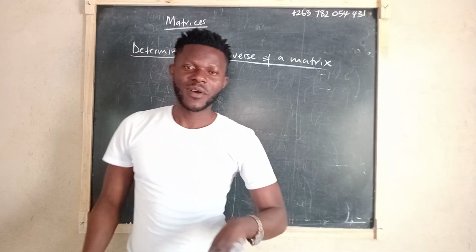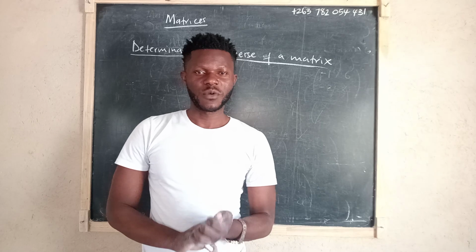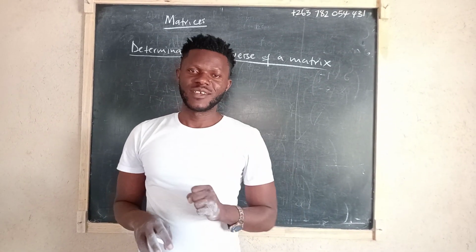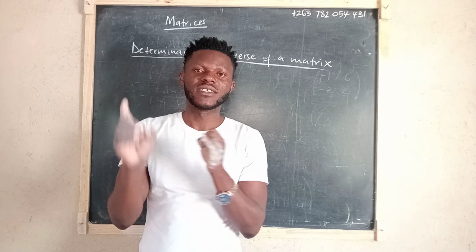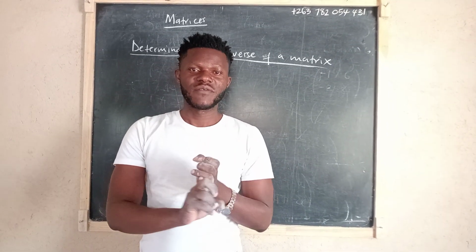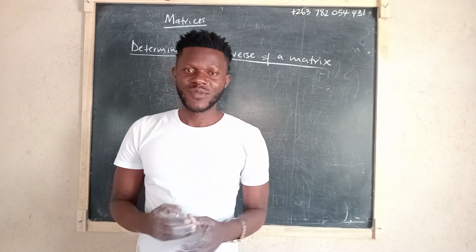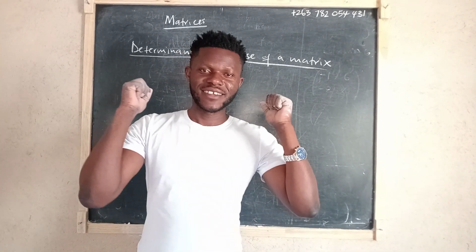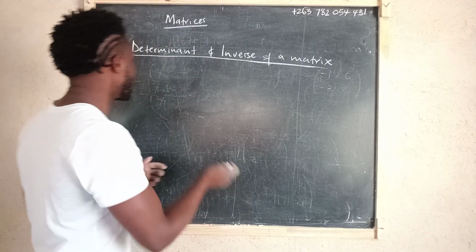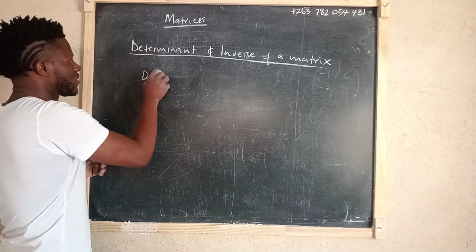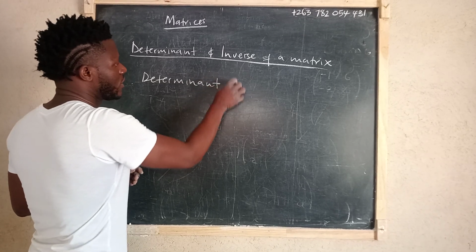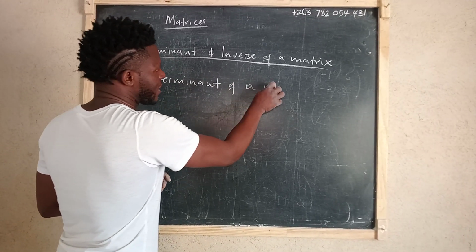Right, once again, let's talk about determinant and inverse of a matrix. Remember I said we have 7 concepts: naming matrices, addition and subtraction, scalar multiplication, equivalent matrices, general multiplication, addition, determinant, inverse, then special matrices. Let's talk about determinant first.